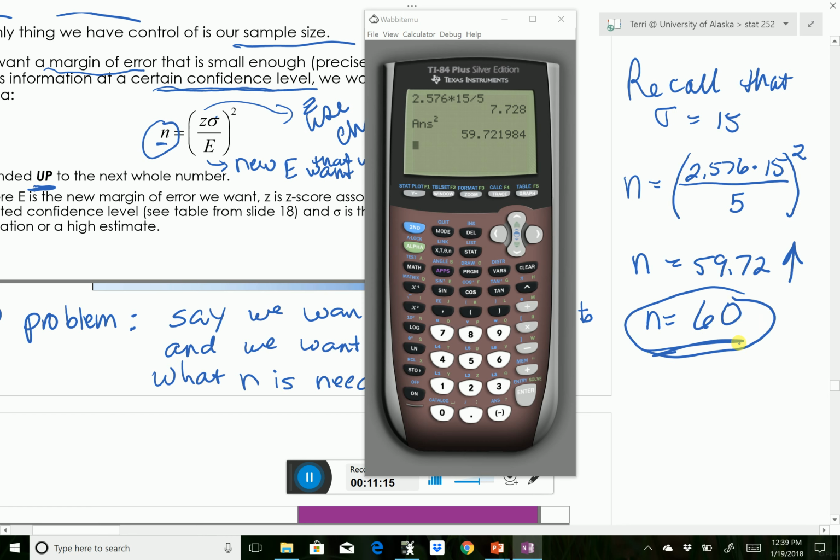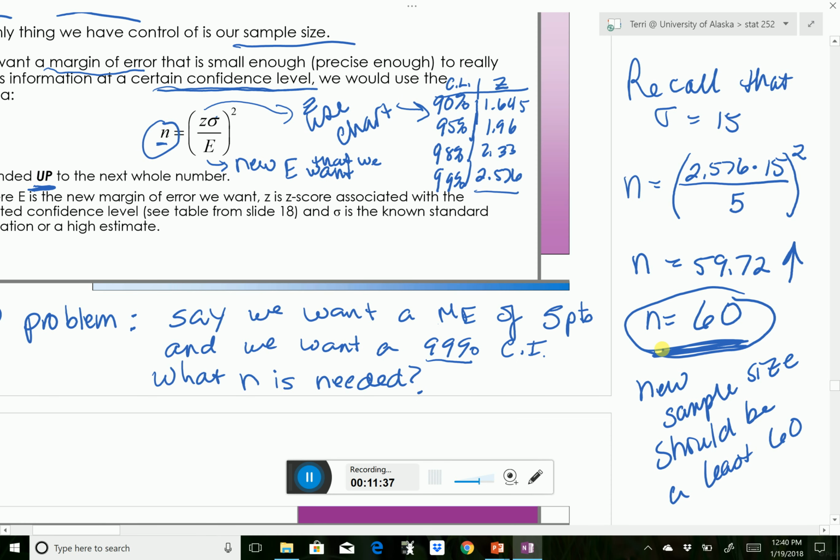So the new sample size, in order to get this, should be at least 60. So instead of going to 20 professors, the college administrator is going to have to go and test 60 randomly selected professors from the school, in order to get a margin of error as small as 5 and a 99% confidence. Okay.